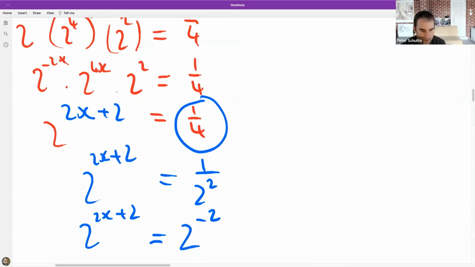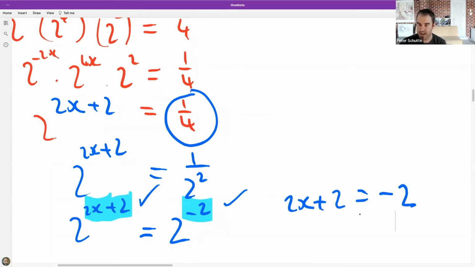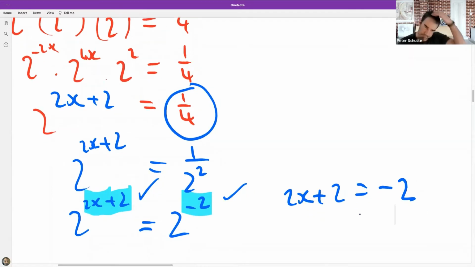And now we're at the stage where we can drop the bases. The reason we can drop the bases is if we know left-hand side equals right-hand side and the bases are the same, the powers must be the same. So we get 2x plus 2 is minus 2. And then what is the final answer that we get?